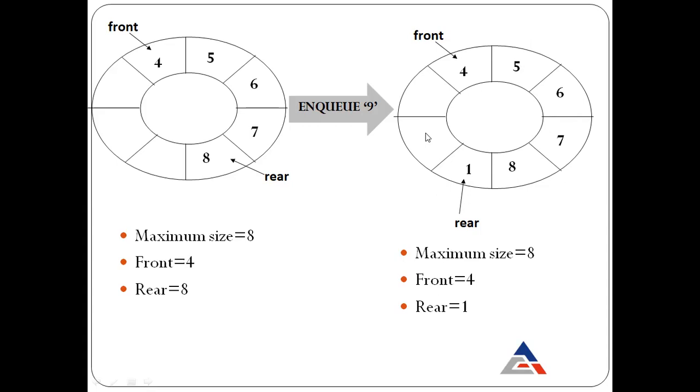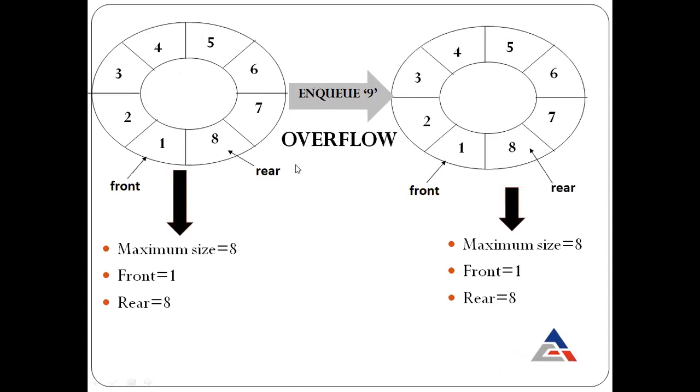Again, more element, rear plus 1. This becomes location number 3. I can add one more element over location number 3. And my whole queue will get filled. Then it will get overflow if I add some more element over here. In such a way, all elements are filled. So this is the front, this is the rear. All my circular queue is filled.